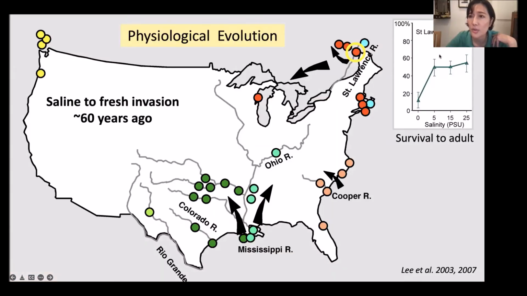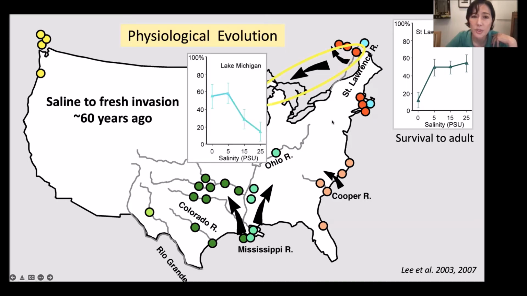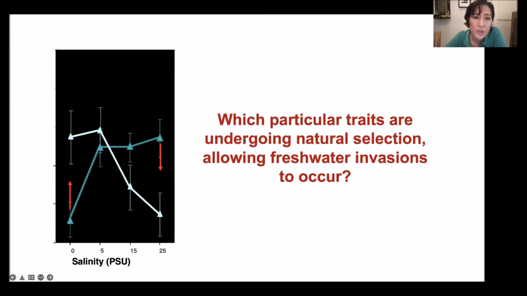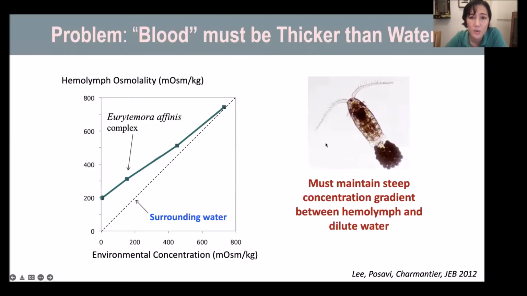So I don't have time to show you all the data, but just in brief, this is the mean reaction norm for the ancestral saline population, showing low survival under low salinity and high survival under high salinity. And the freshwater population, which is less than 60 years old, shows the opposite pattern of high survival under low salinity conditions and low survival under high salinity conditions. So the question then is, given this dramatic shift in physiological tolerance, what exactly is the particular trait that's undergoing natural selection? What is the nature of this physiological trait that allows freshwater adaptation to occur? So let's analyze this some more.